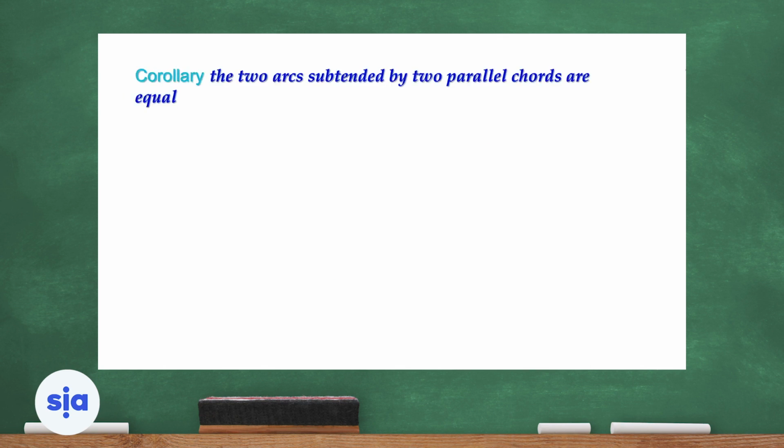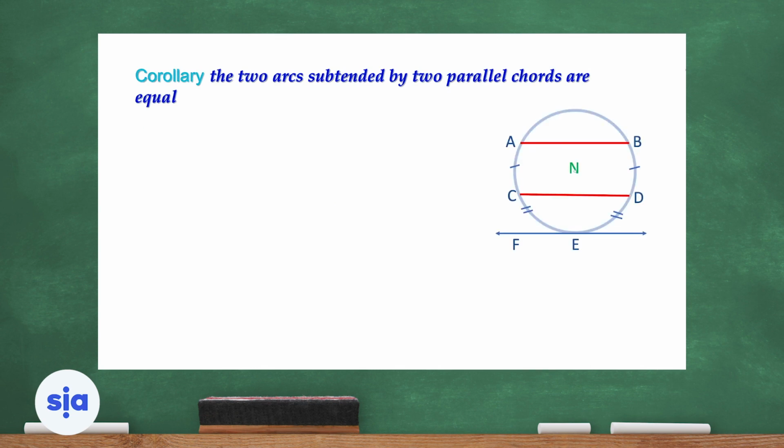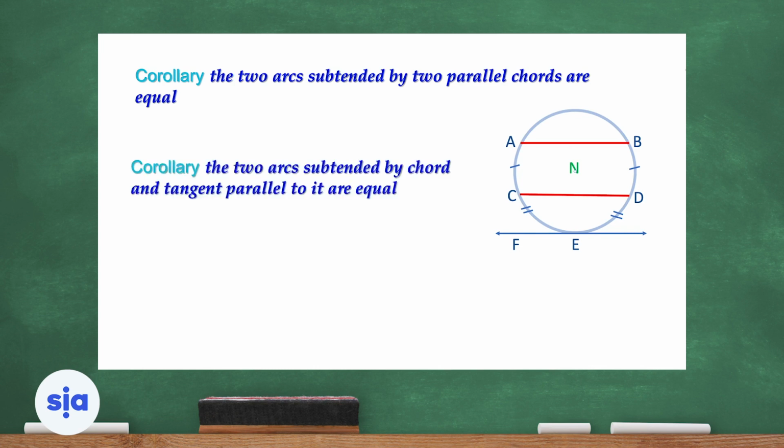Another corollary, the two arcs subtended by two parallel chords are also equal. So here, arc AC is equal to arc BD and arc CE is equal to arc DE. Another corollary, the two arcs subtended by a chord and a tangent parallel to it are also equal. As you can see here, CE as an arc is equal to DE as an arc.